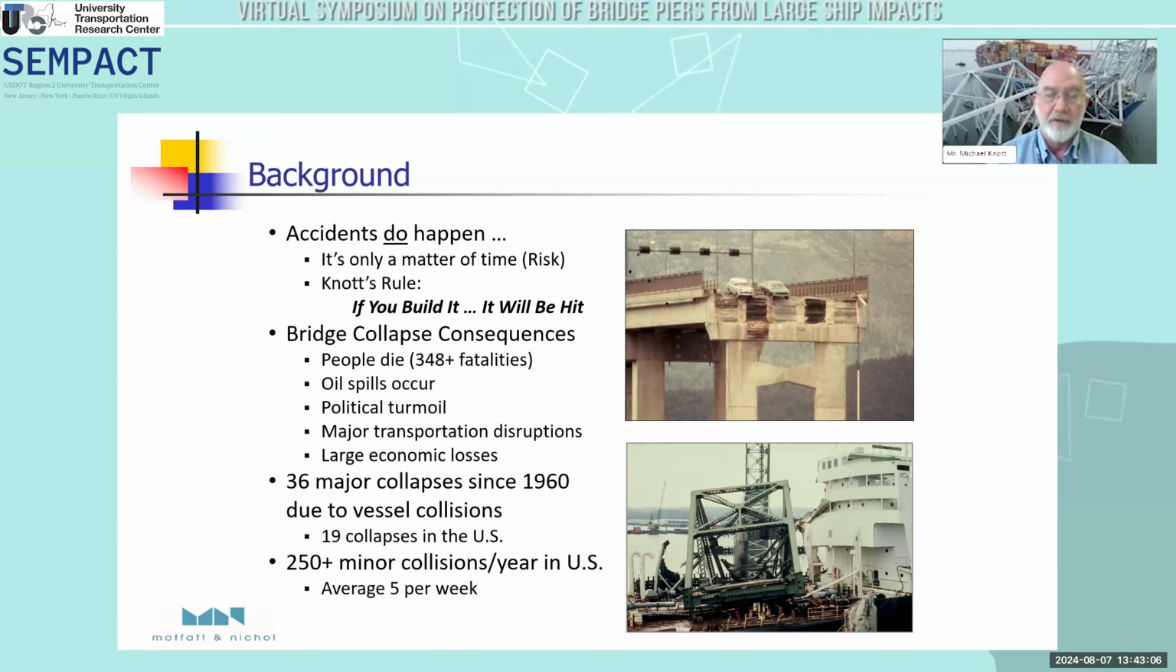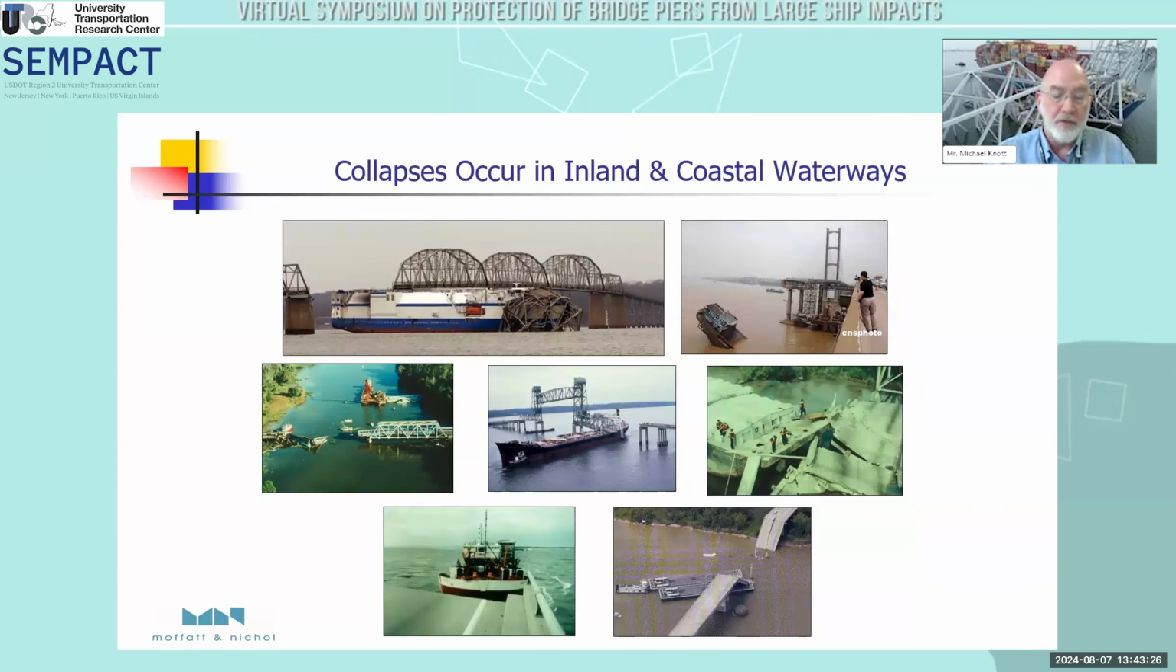About half of the major collapses since 1960 have occurred in the US. And just to note that on average, there are about 5 minor collisions a week in the US, mainly on our inland waterway systems, that don't do serious damage, but it just shows that things in the water will be hit. So collapses occur everywhere. On the inland waterway system due to barges, on our coastal waterway systems due to larger ships. Collapses occur for highway bridges. They also occur for railroad bridges.